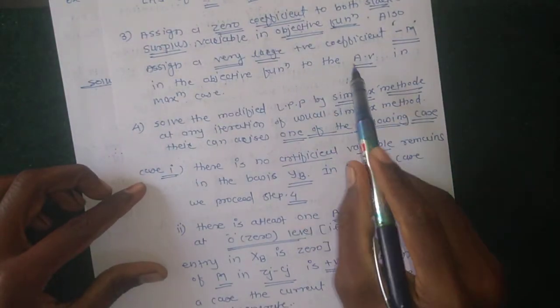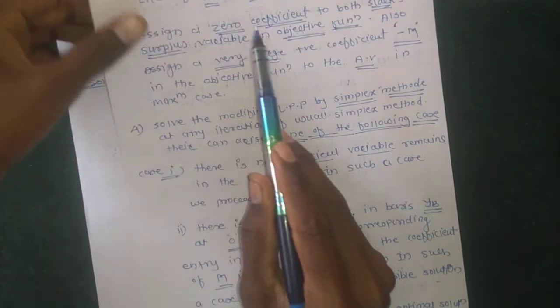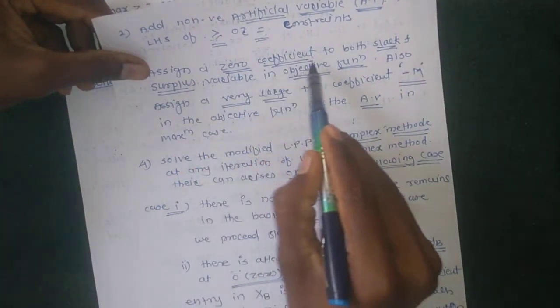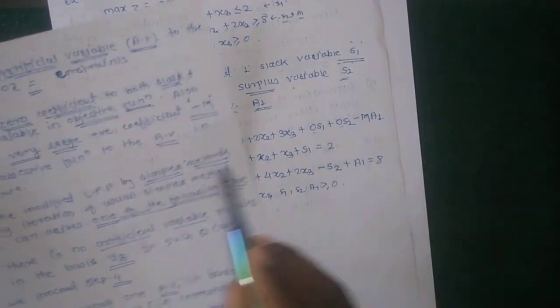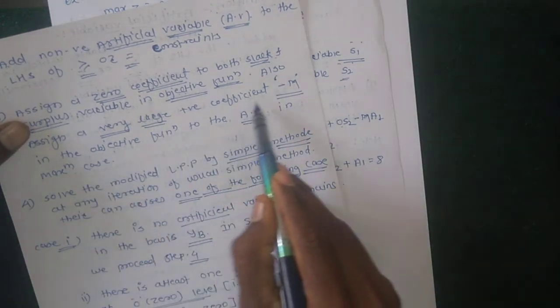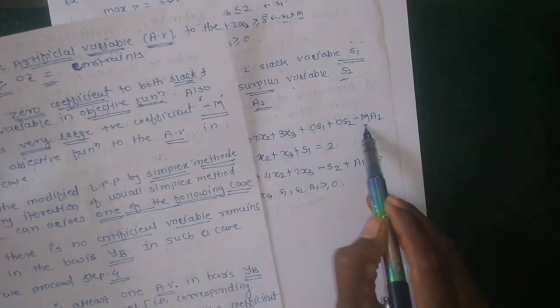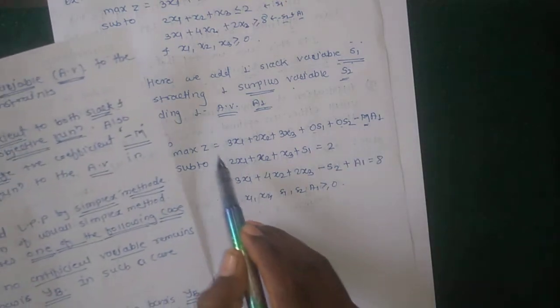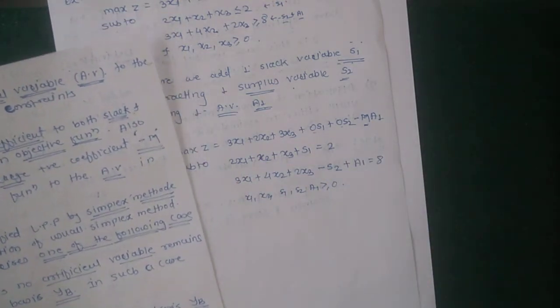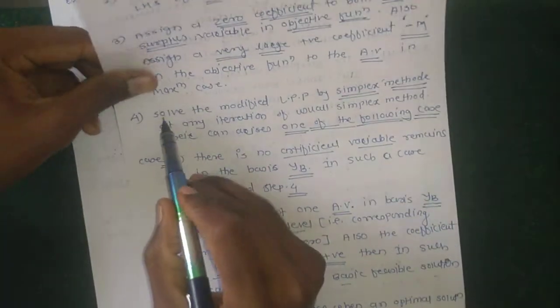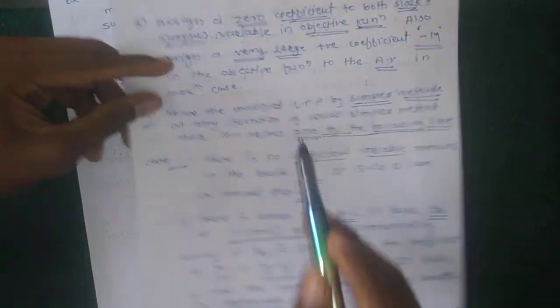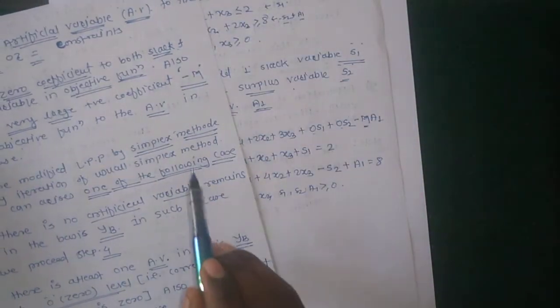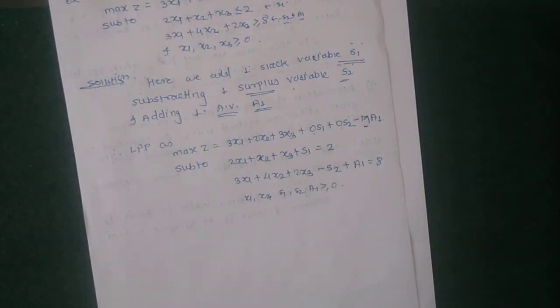Here all the steps are taken: assign a 0 coefficient to both slack and surplus variables in the objective function, so their cost is 0. Also assign a very large positive coefficient, minus M, to the artificial variable. And we write their constraints. Now step 4 is to solve the modified LPP by the simplex method at any iteration. By our usual simplex method, we have to solve this LPP.